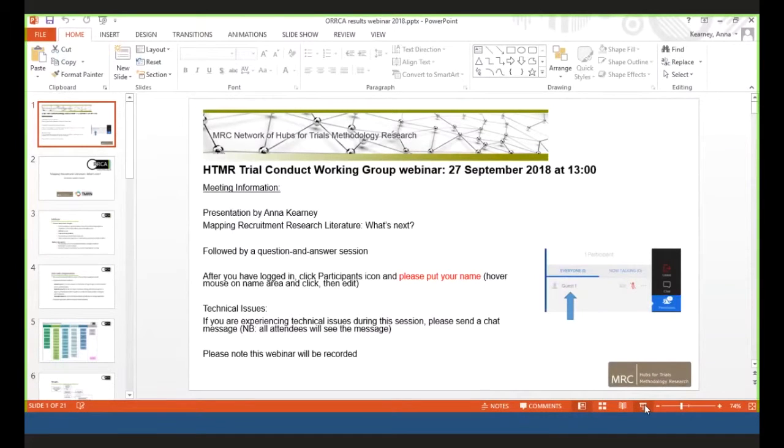My name's Anna Kearney, and I'm a researcher at the University of Liverpool. I've had a bit of interest in recruitment and retention, and I've been working on the ORCA project, which we're going to talk about now, for the last 2 years, taking over from Nick Harman, who's also from the University of Liverpool.